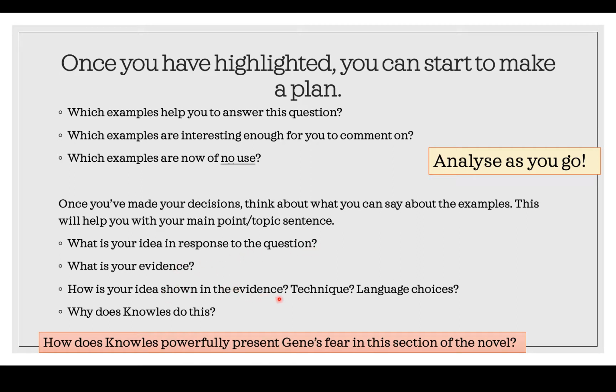How is your idea shown in the evidence? This how is very, very important. What technique shows your point? Is it to do with language or is it to do with structure? And then we go back to this why. Why does Knowles do this?